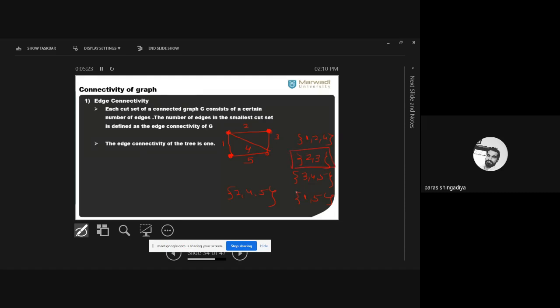Okay, so 2 and 3 is our smallest cut set. ये भी एक smallest cut set है. 1 5 को भी आप ले सकते हो. ठीक है, it is also a smallest cut set. So the answer of edge connectivity of this graph is equal to 2. ठीक है, is the procedure clear?